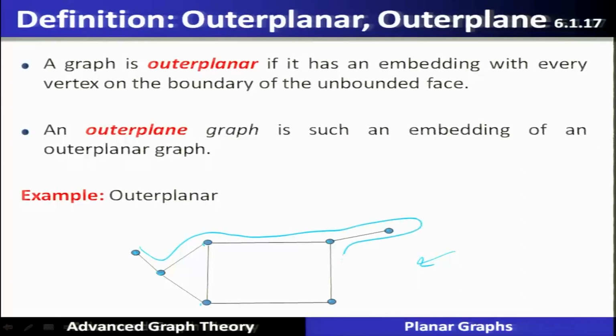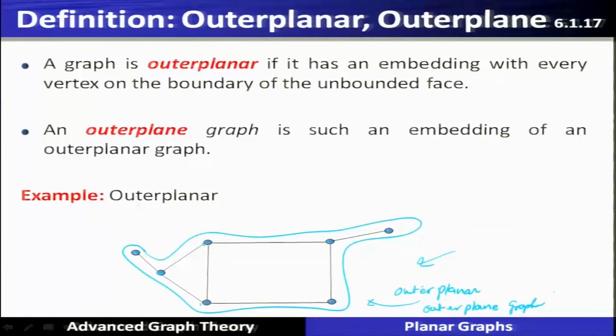Outer boundary means there are no vertices inside this particular bounded region. Hence, it is called an outer planar graph, and we have got this kind of embedding. This is called an outer plane graph. A graph is outer planar if it has an embedding with every vertex on the boundary of an unbounded face, or a graph is called outer planar if it has an outer plane graph as an embedding.